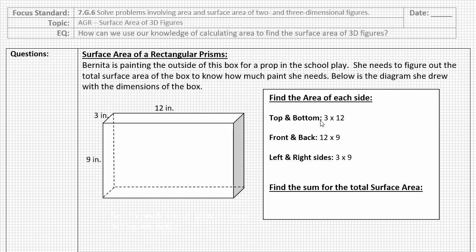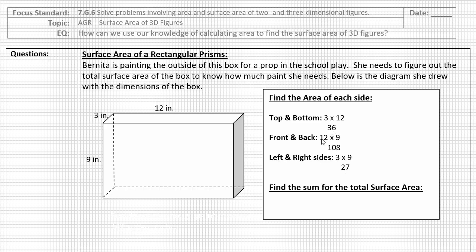Once I've written out the dimensions of each rectangular side, I start to do my calculations. Feel free to go ahead and pause the video here and do your calculations. How'd you do? I got 36 inches squared for the top and bottom rectangles, 108 for the front and back, and 27 inches squared for the left and right sides.